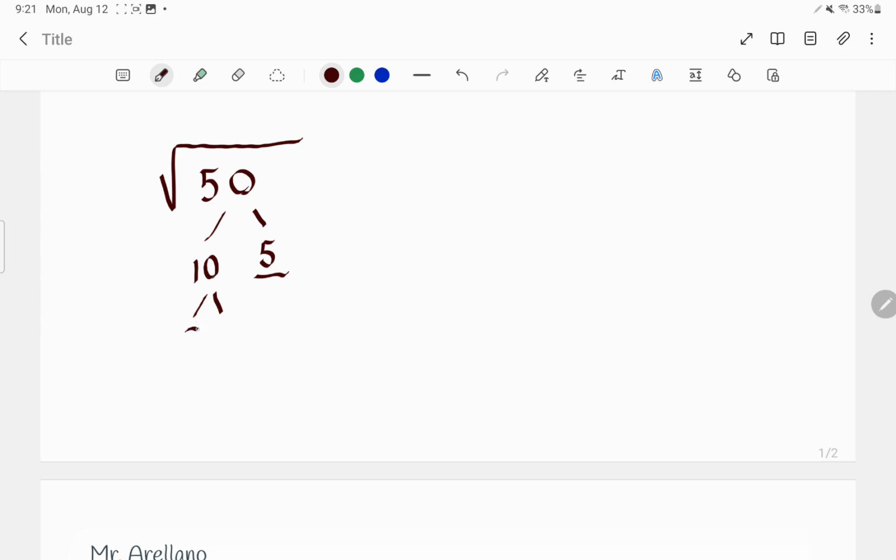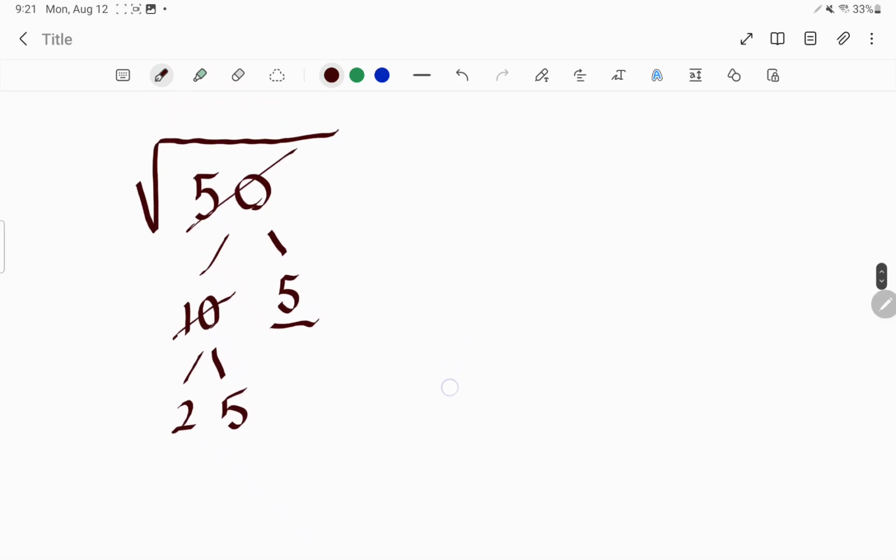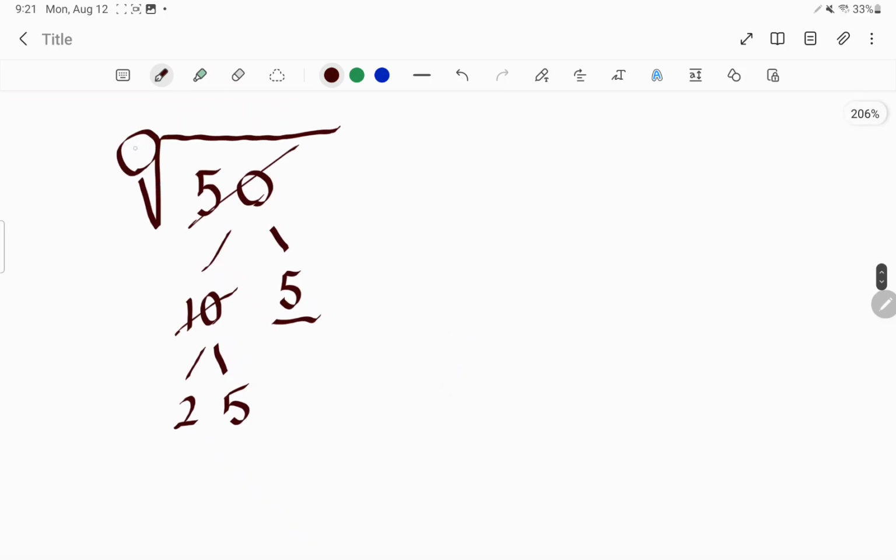Now 10 can be broken out as 5 and 2, but let me switch the positions real quick: it's going to be 2 and 5. So I already broke everything down. I can see the 2, the 5, and the 5 are prime numbers, so I'm going to stop right there. At this point, I need to do groupings of... there's nothing here, so that tells me I need to do groups of 2. If I see any number that repeats, I'm going to circle them. So I'm going to circle those 2.